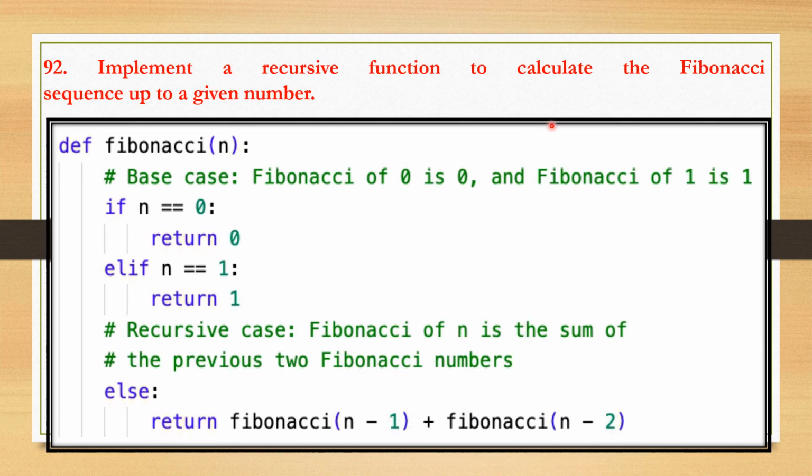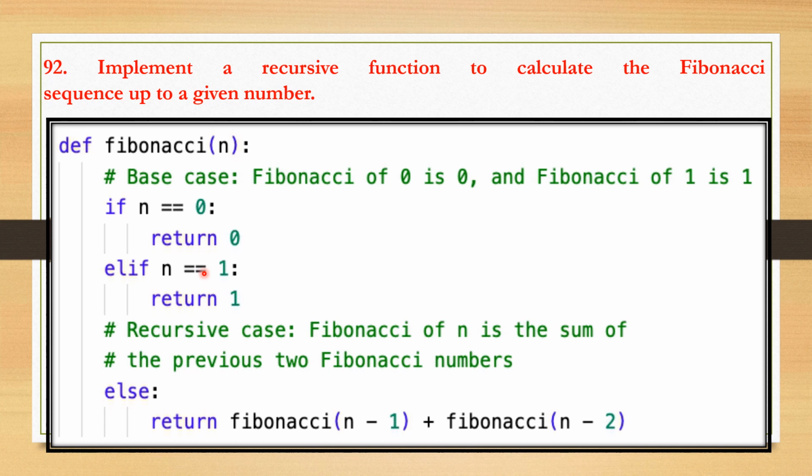The next program is to calculate the Fibonacci sequence up to a given number. Here the Fibonacci function takes an input n, which represents the position in the Fibonacci sequence for which we want to calculate the value. The base case is defined when n is equal to 0 or 1. In these cases, the Fibonacci values are defined as 0 and 1 respectively.